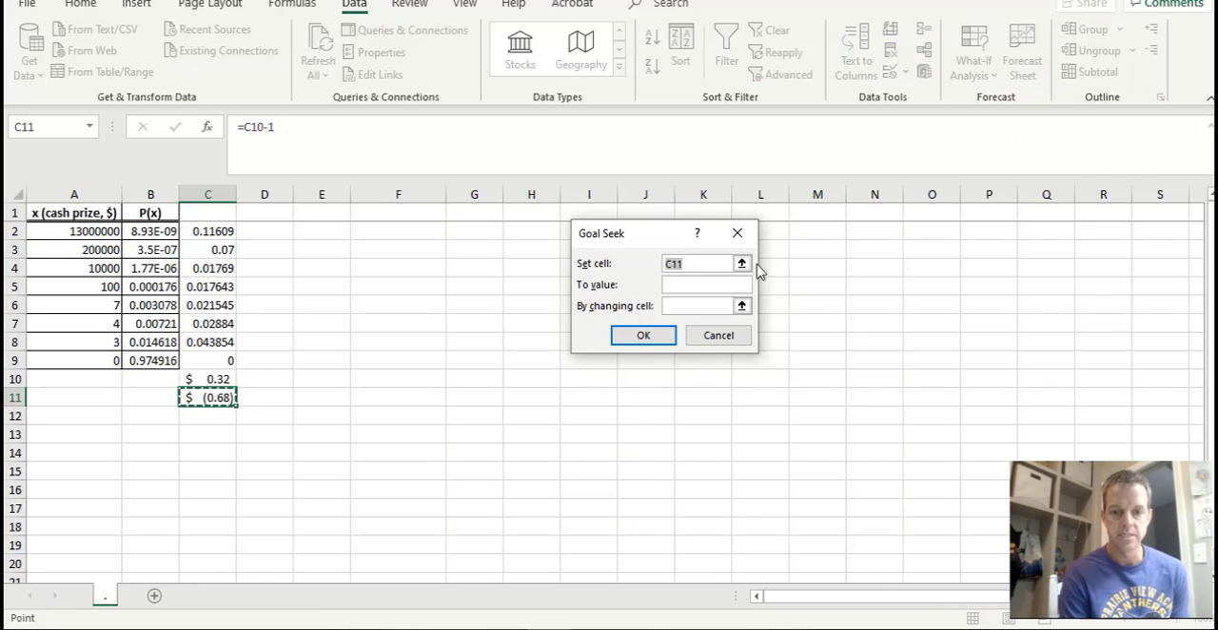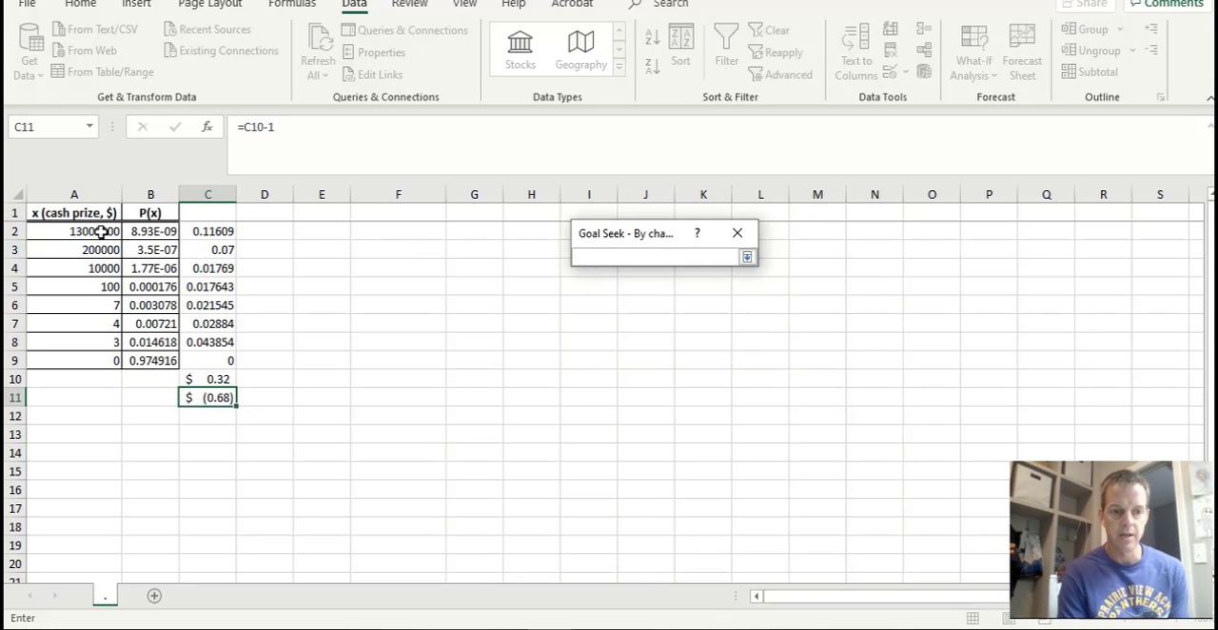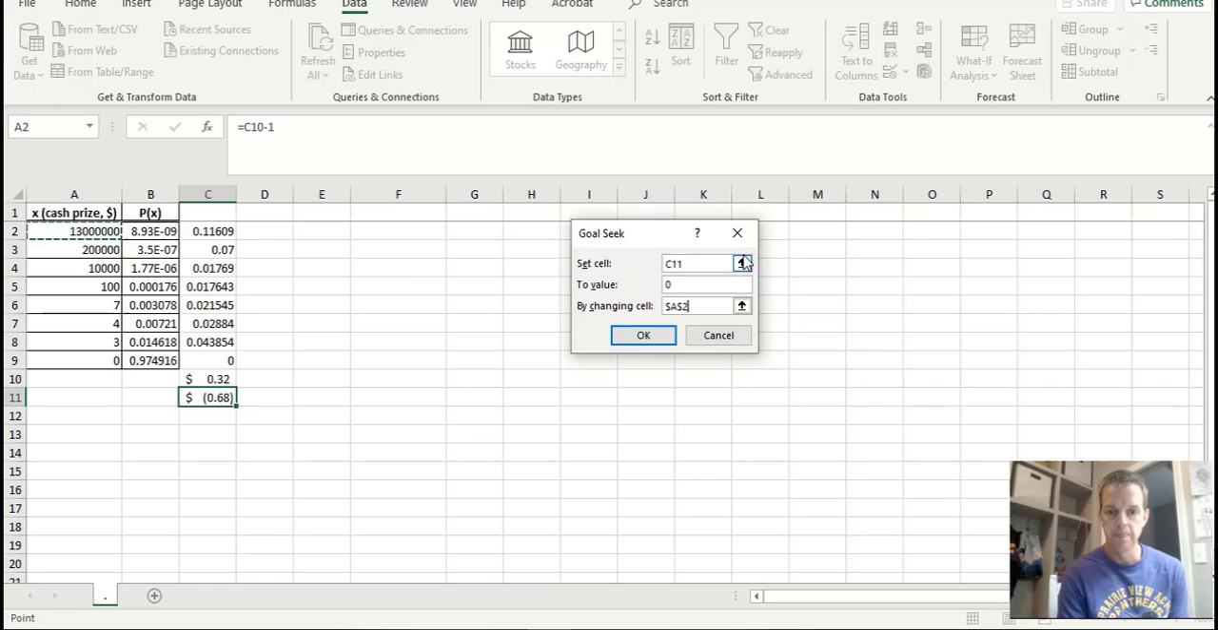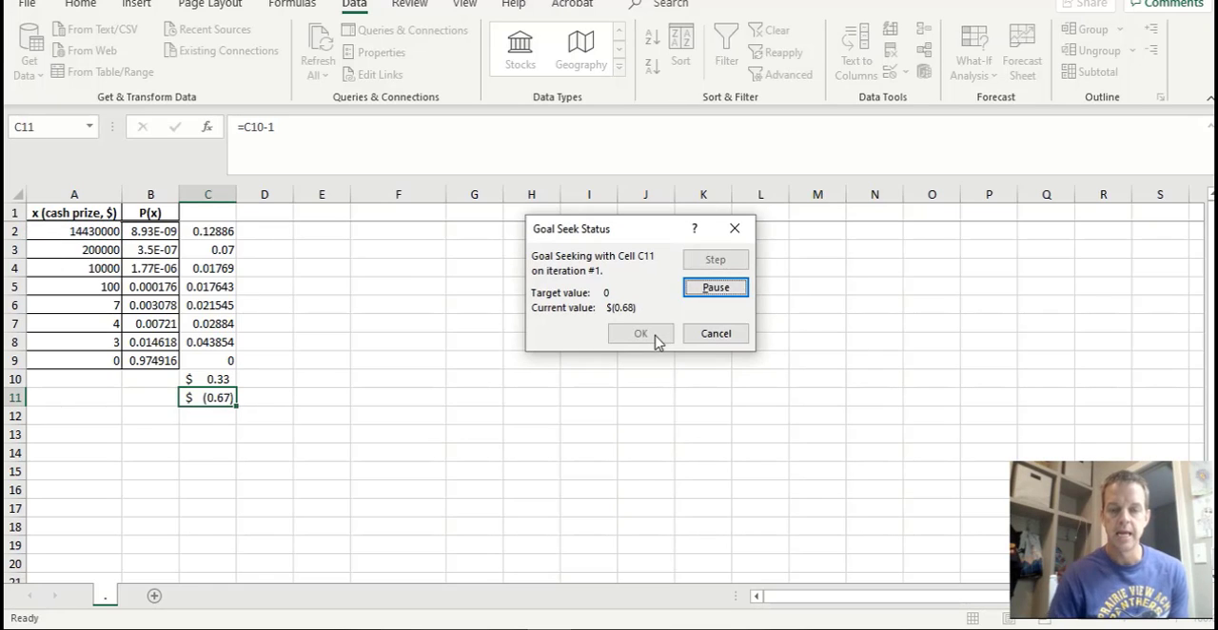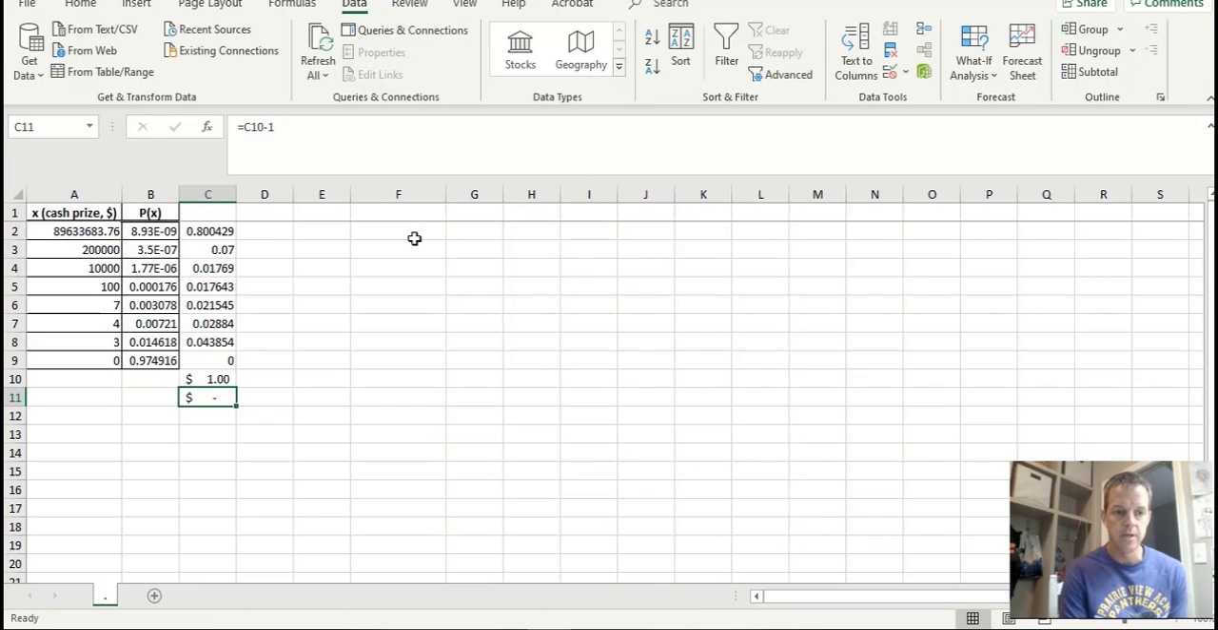And what goal seek does is says, look, I want to set that value in that cell C11, the negative 68 cents, I want that to be 0. I want to at least break even or make more. And I want to do that by changing this cell right here, the $13 million. And you press OK, and it actually does the algebra for you and tells you that the number is $89,633,683.76. Now, that's the way you use the fancy Excel click.